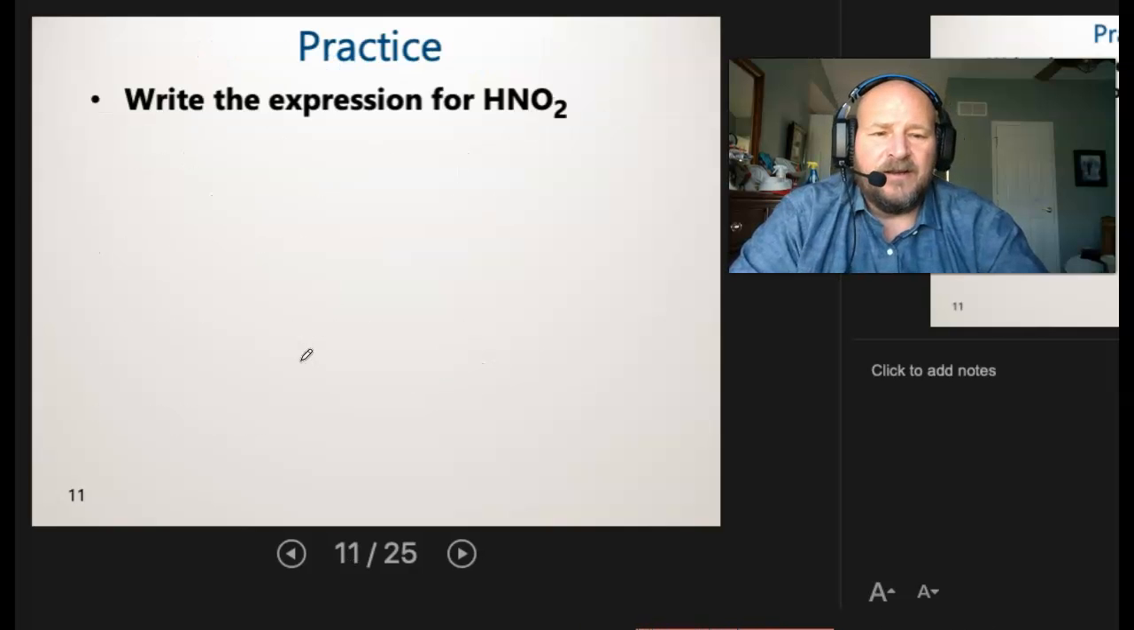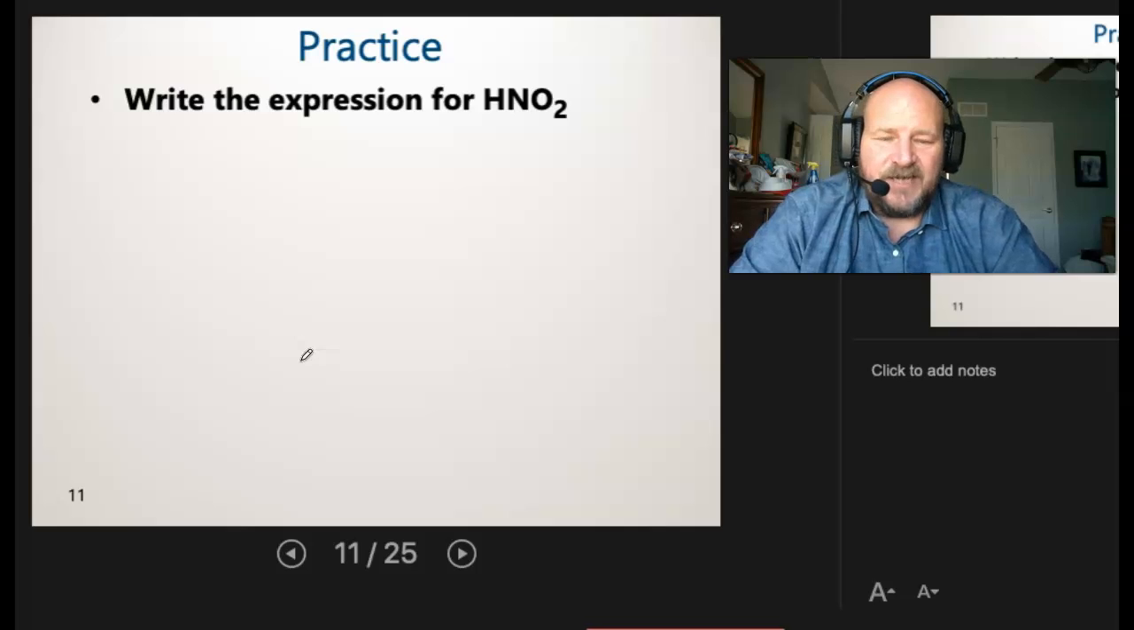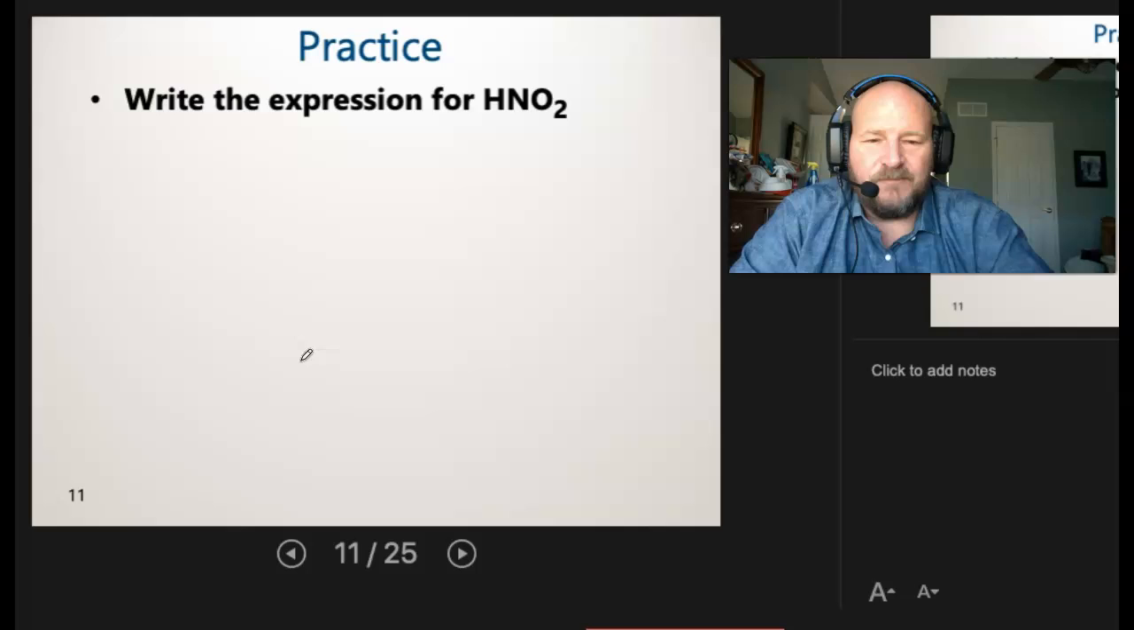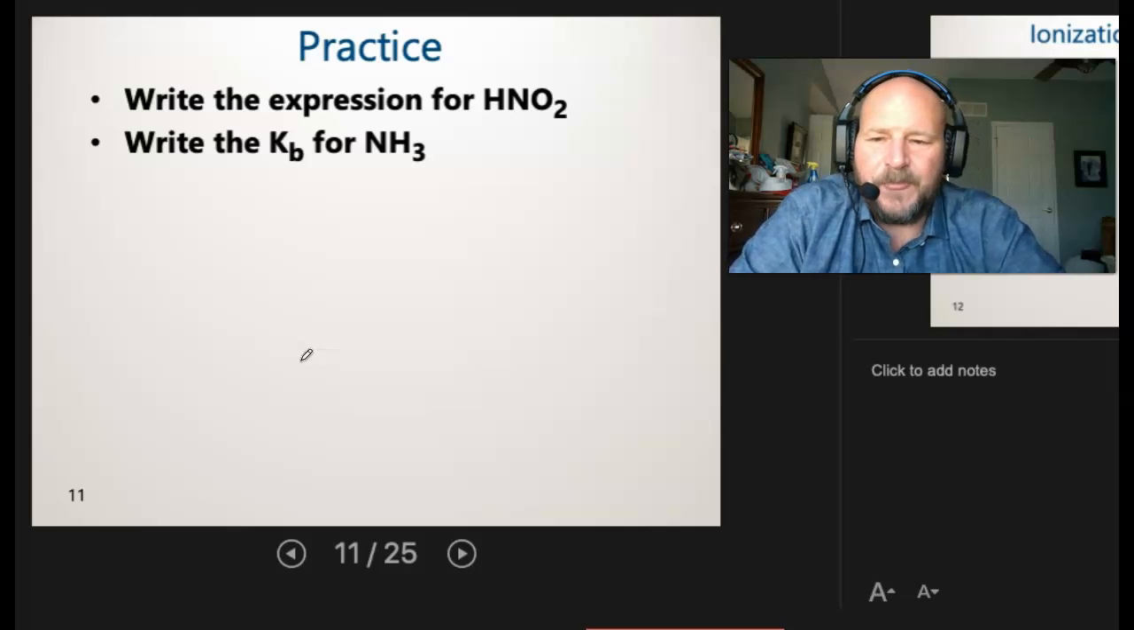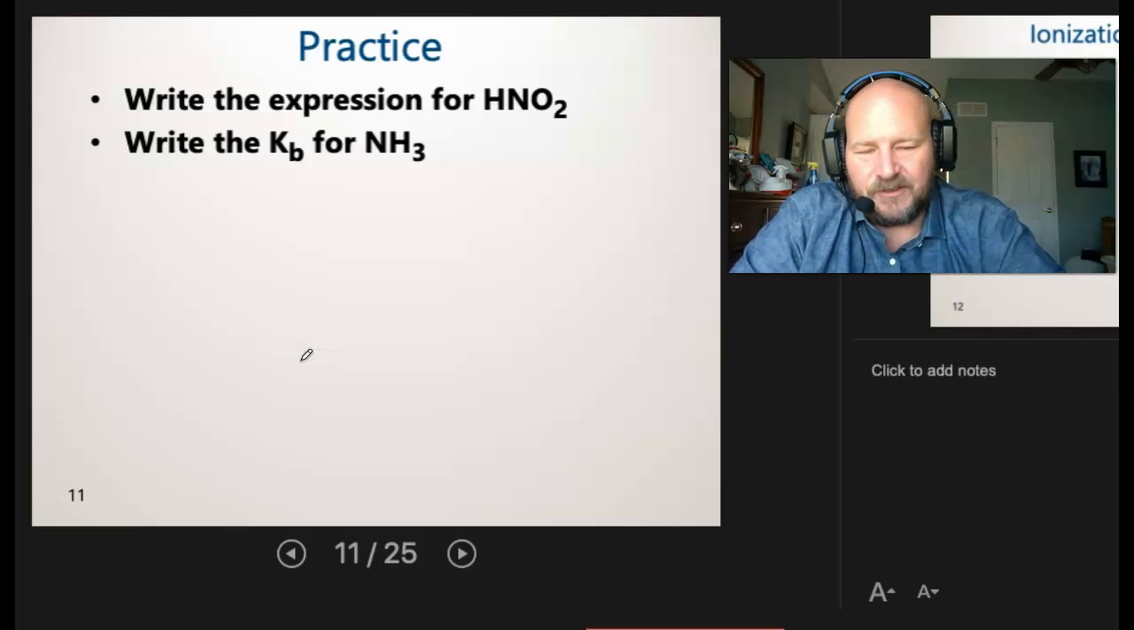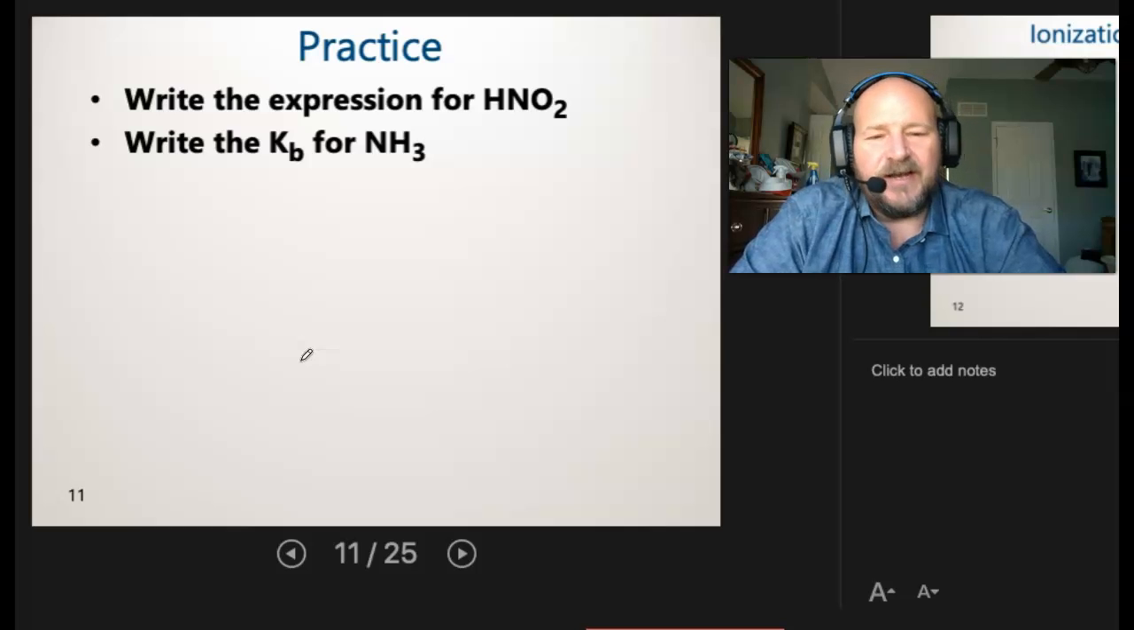All right. Do some practice here if we want. I won't ask you to do this on a test. It would just be to make sure that you understand what we're doing with concentrations and products over reactants. So if I asked you to write the expression for HNO2, or what is the Kb for NH3, again, you would start with just the reaction and then put the concentration of the products divided by the concentration of the reactants.